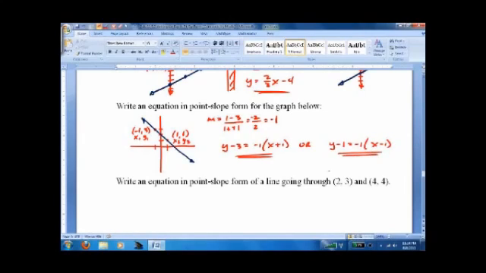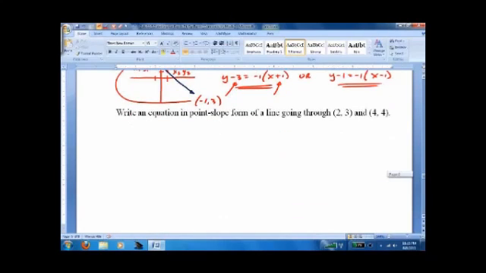That's also okay. Notice that the biggest problem people have is keeping the digits in the right spot. This point is -1, 3, but when we write it, we write the -3 and the +1 in reverse order because it's y minus and x minus. So make sure you watch out for that.